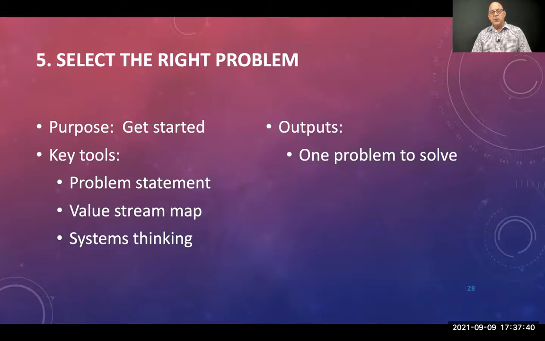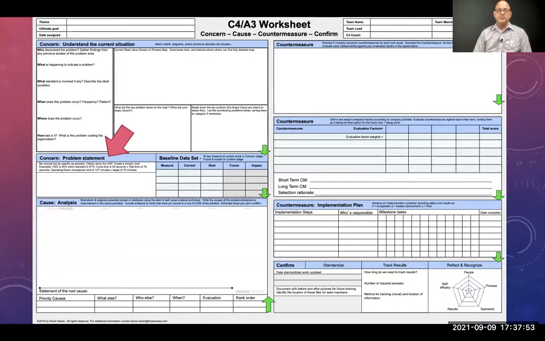And when we select the right problem, the idea there is just to get us started moving. So we're going to learn how to write a better problem statement. We might use value stream maps and we might use systems thinking, but we've got to have one problem to solve once we get this launched. That problem statement goes right there in the box. There's even an example on the worksheet for you.